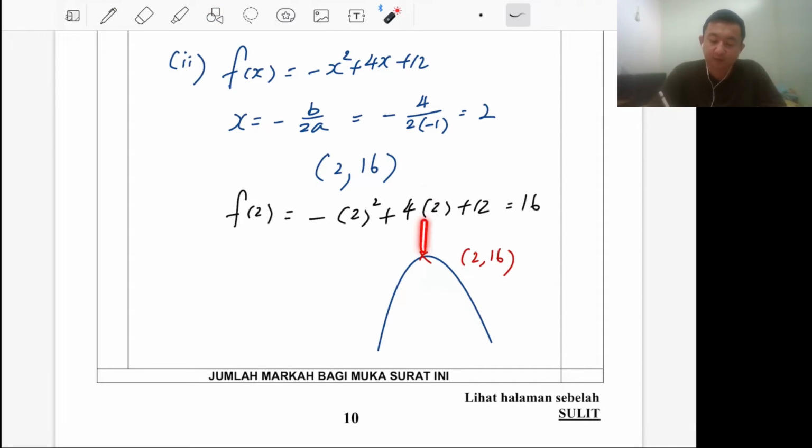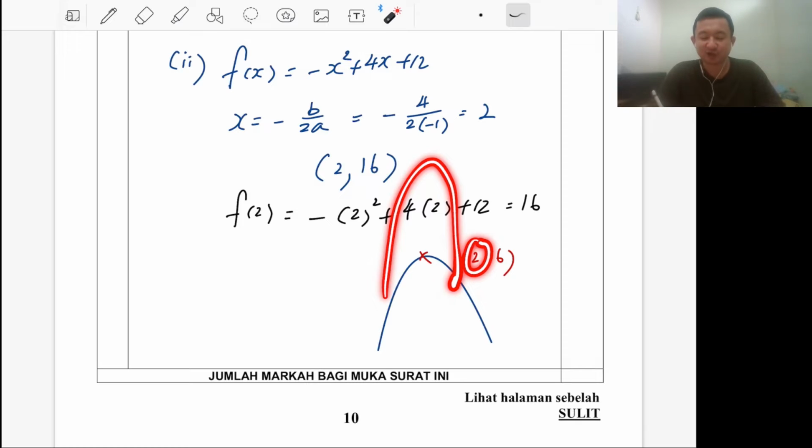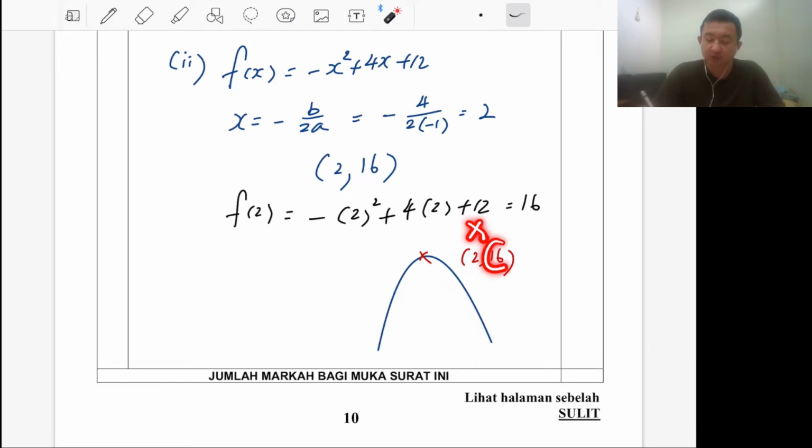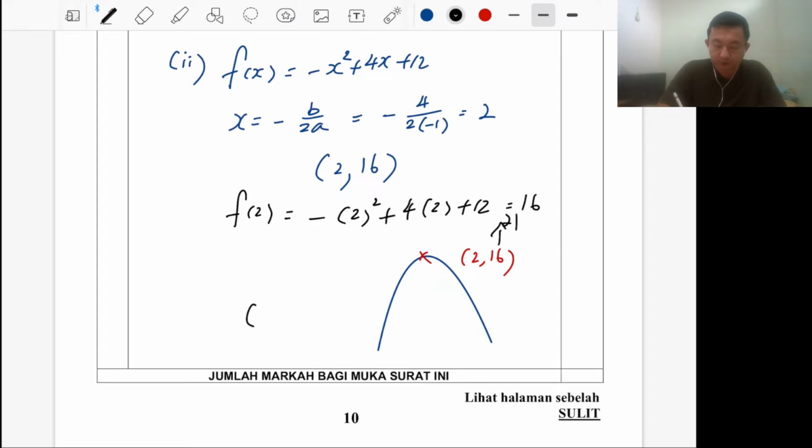Now we are moving it upwards. Maybe it should be somewhere around here. Upwards. So does it change your x value? No, it does not change your x value. But it will change the y value. So this one will change to 16 plus 5. So the final answer will be (2, 21). Okay, just the y value, but not the x value, because you're bringing it upwards.